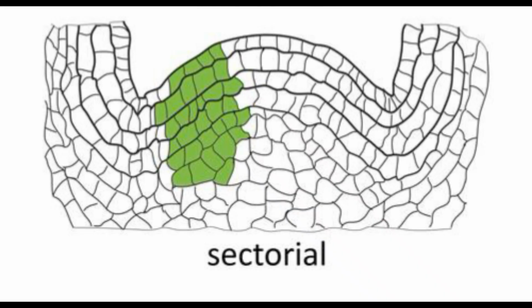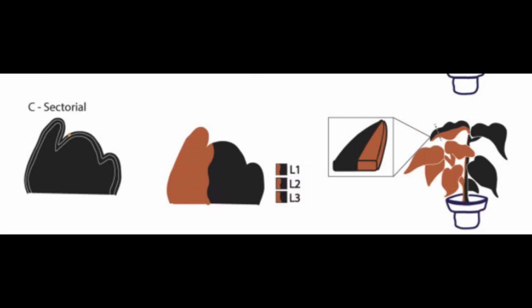In sectorial chimeras, a chunk of mutated cells are present in all 3 layers of the meristem. This makes it the most unstable of all the mutations. These cells don't form in a pattern and don't reliably carry the variegation to new growth. It really just depends on how fast the mutated cells are dividing against the normal cells.